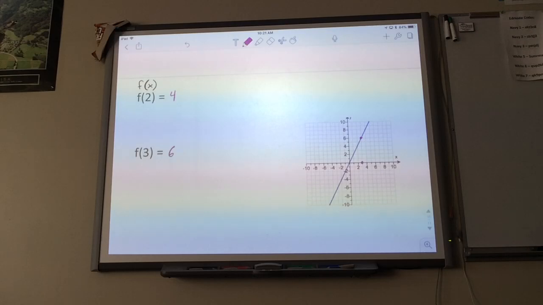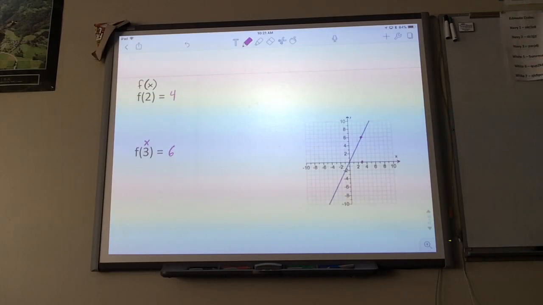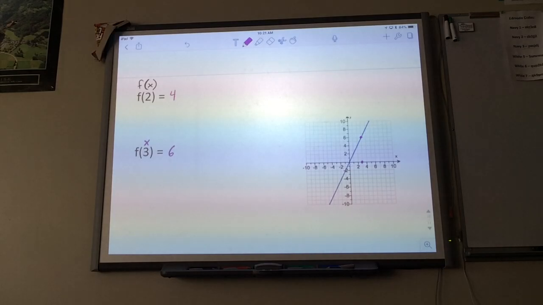Okay, just remember that this is your x. What you're plugging in is always your x. Your answer is your y. X is your input, y is your output. Okay? Hopefully that seemed pretty simple.